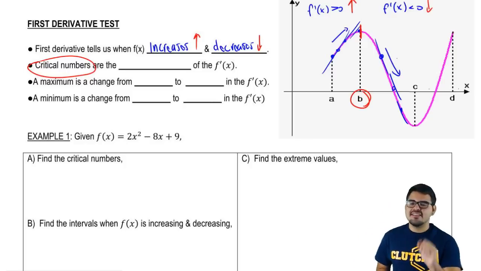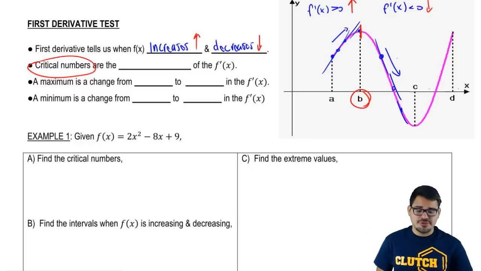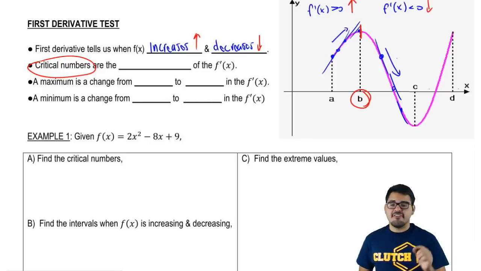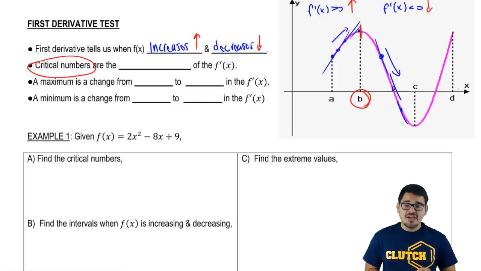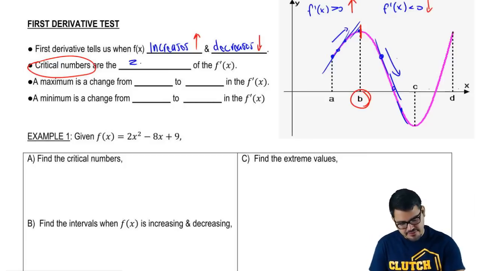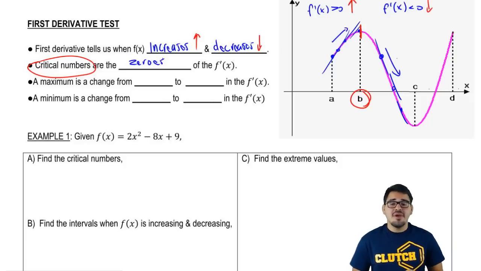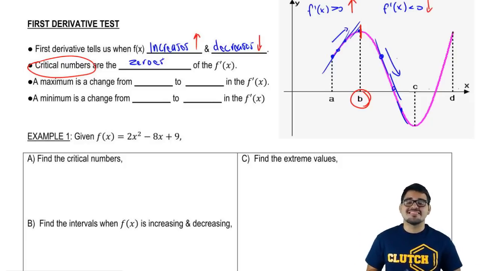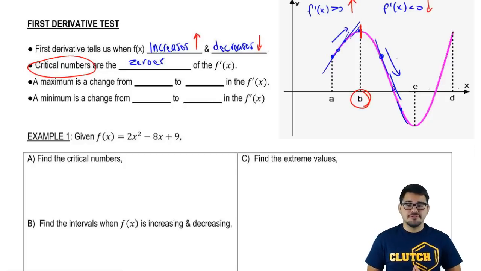But how do we find these critical numbers, or what are they? Critical numbers are the zeros of the first derivative. So in order to find this x value of b, we have to find the first derivative and we need to set it equal to 0, so we can solve for the zeros of the first derivative. Alright?